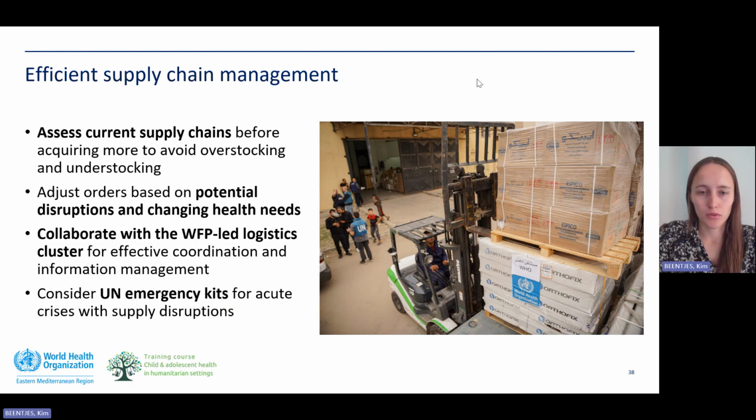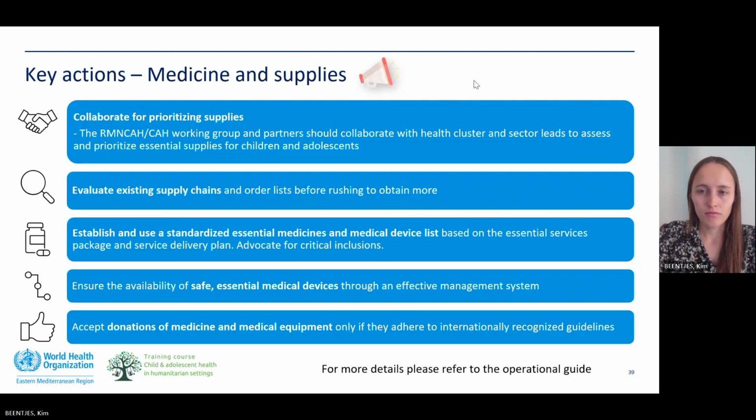Then collaborate with the World Food Programme-led logistics cluster for effective coordination and information management, and consider distributing UN emergency kits for acute crises with supply disruptions. The key actions that are linked to this are collaboration for prioritizing supplies. The working group and partners should collaborate with health clusters and sector leads to assess and prioritize essential supplies for children and adolescents.